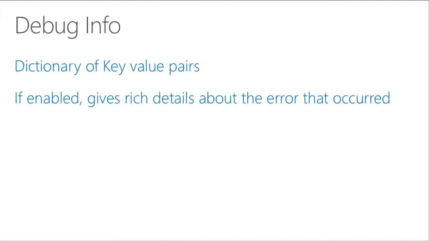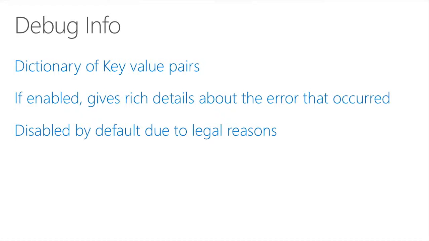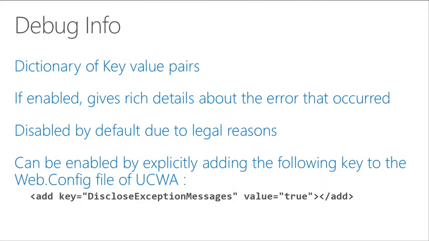By detailed information, I'm talking about exception names, exception call stacks, exception messages. We can't enable this by default; it is disabled by default because of legal reasons. But what you can do is, if your on-prem deployment or your IT admin is okay with it, you can add this flag, disclose exception messages, explicitly to the web.config where UCIVA is deployed. And after that, you should see very detailed exception messages right in the HTTP protocol.